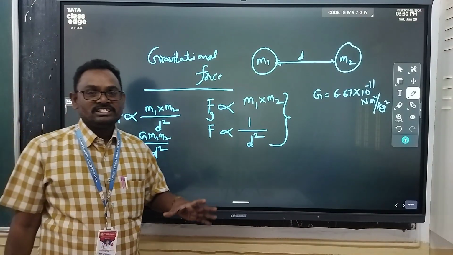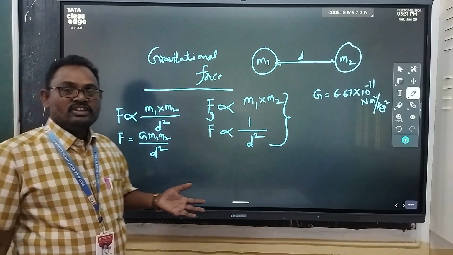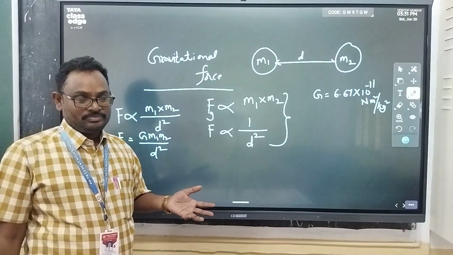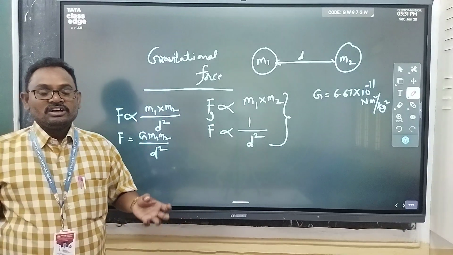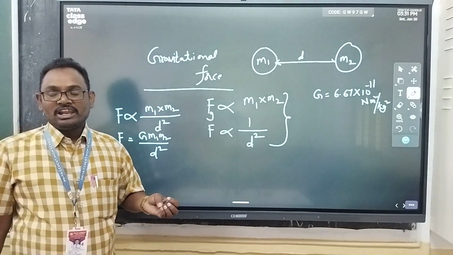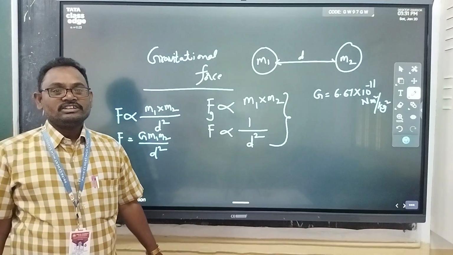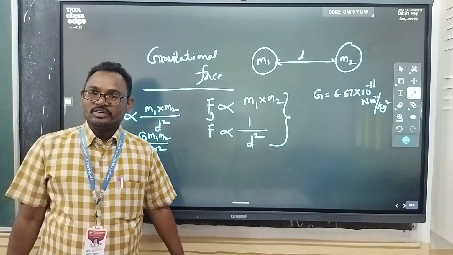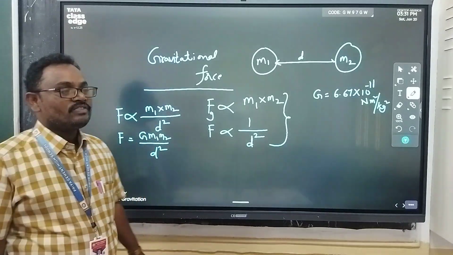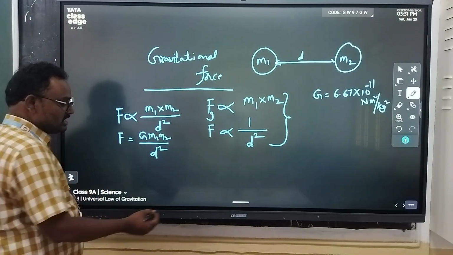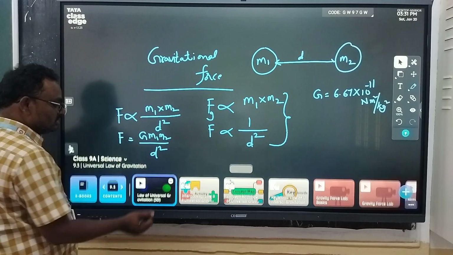So now let's define the law of universal gravitation. The universal force of gravity is directly proportional to the product of the masses and inversely proportional to the square of the distance. Let us see a small video about the law of universal gravitation.